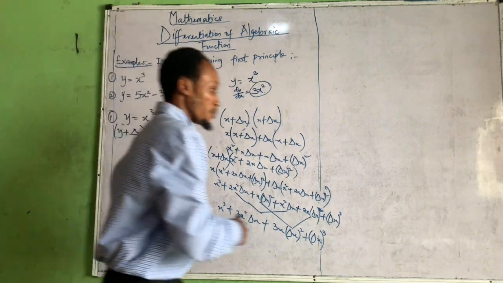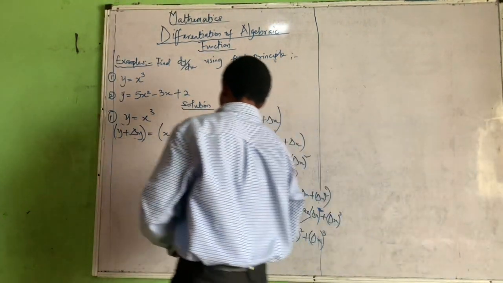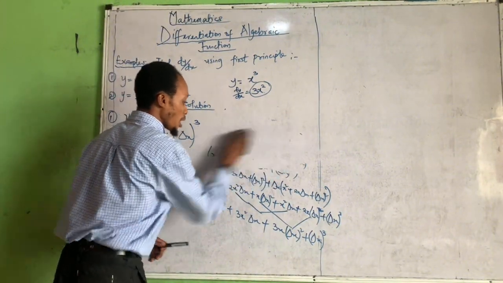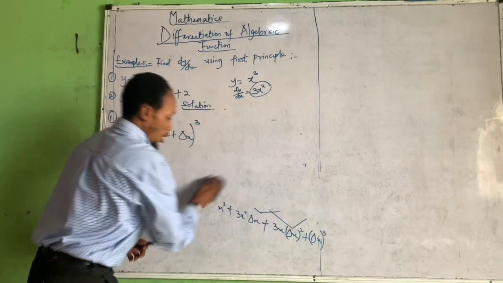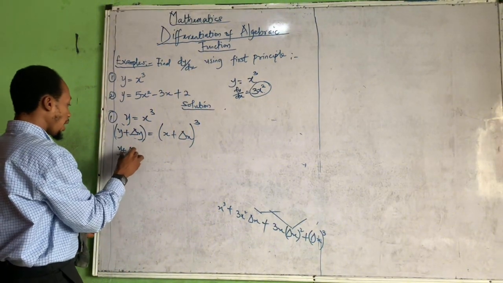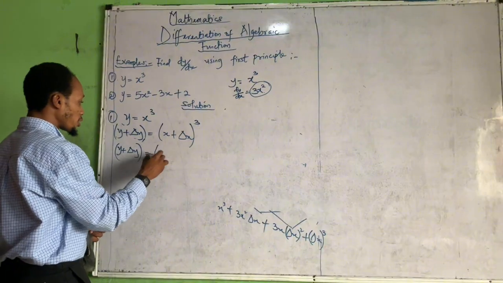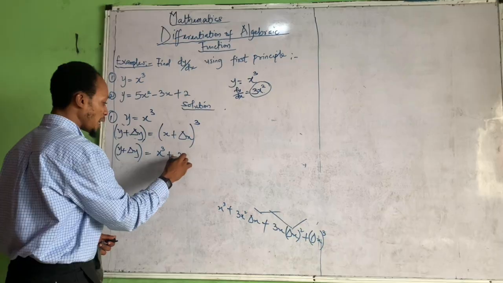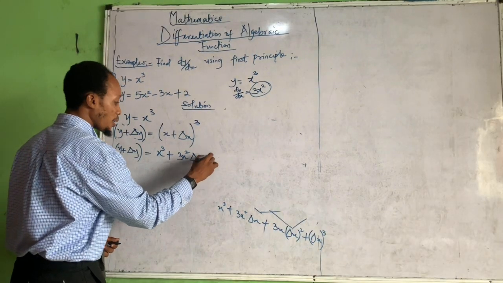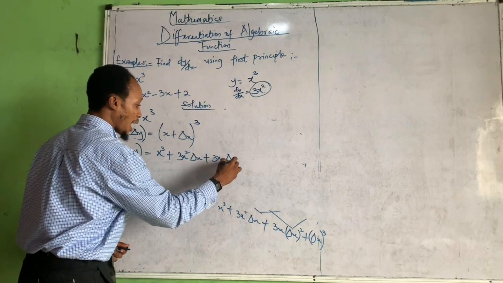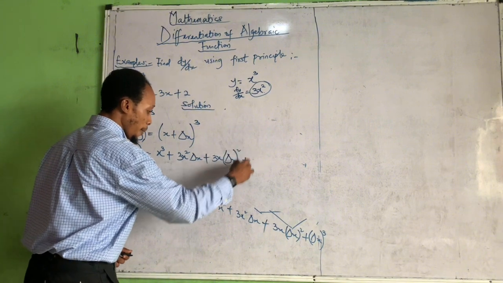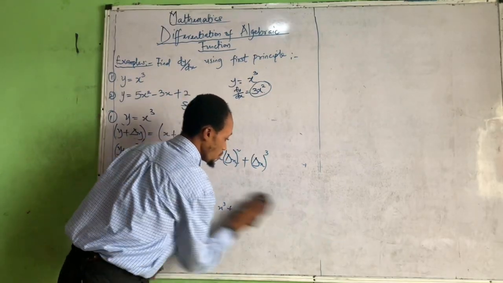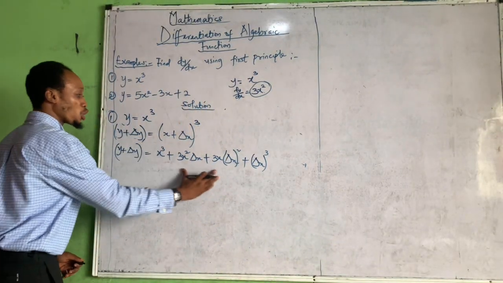I will need to put it here so that we will use it here. I hope you've taken that down. So we have y plus delta y equals, now when we open this one in 3 places, x raised to the power 3 plus 3x squared delta x plus 3x delta x all squared plus delta x all raised to the power 3. Now this is the expansion of this.